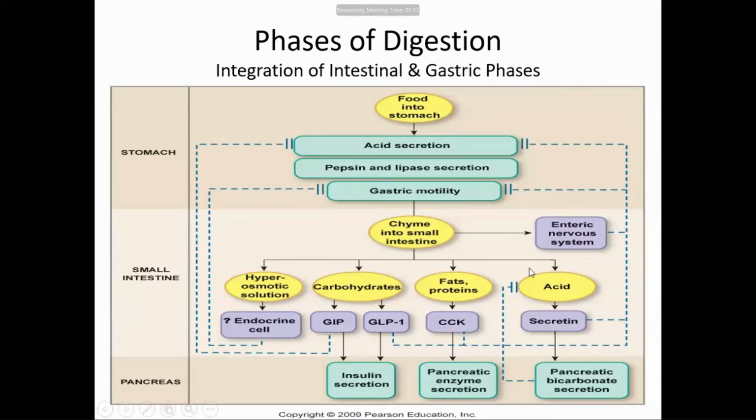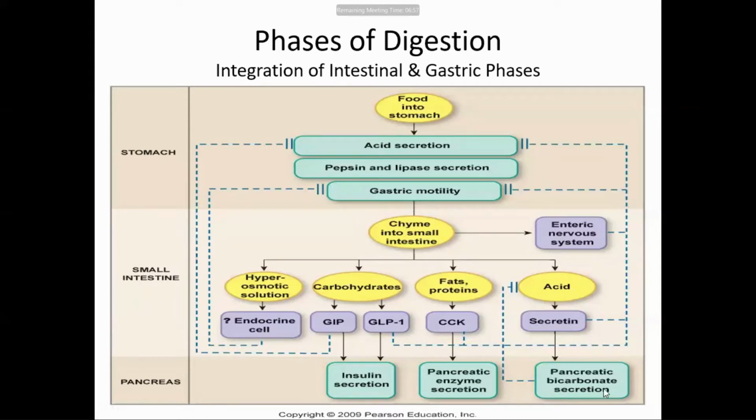Once acidic chyme reaches the duodenum, there is the secretion of secretin. Secretin increases the pancreatic bicarbonate rich secretion, and it neutralizes the acidic chyme. Secretin not only neutralizes the acidic chyme, but it also inhibits the acid secretion as well as gastric motility. These dotted lines represent the inhibition.